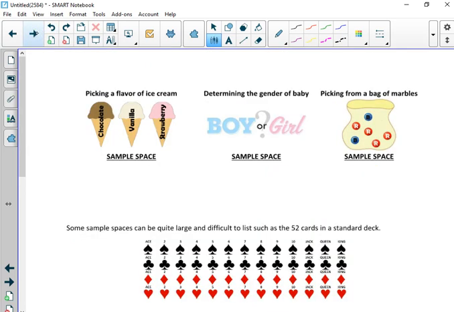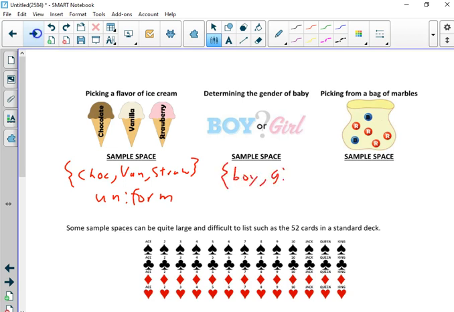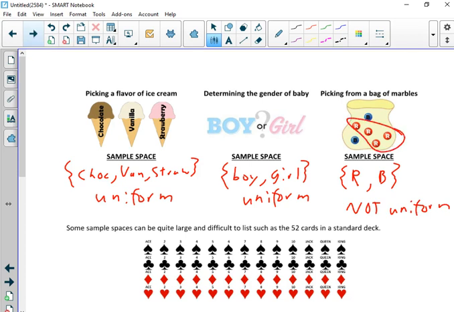Okay, picking a flavor of ice cream. Sample space. I'm going to abbreviate. Chocolate, vanilla, and strawberry. It's uniform. One of each. Gender here, boy, girl. Uniform. And the sample space here, well, we have some reds and we have some blues. Not uniform. Why is that? There's 4 reds and only 2 blues.